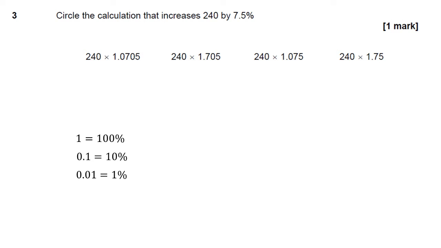As we've got 7 there, we need to have that 7 in the hundredths column, just like our 1 for the 1% there. Well, only one of those answers has got 7 in the hundredths column, so it must be 240 times 1.075. Notice that the 7 and the 5 are still together, just like they are in 7.5%.